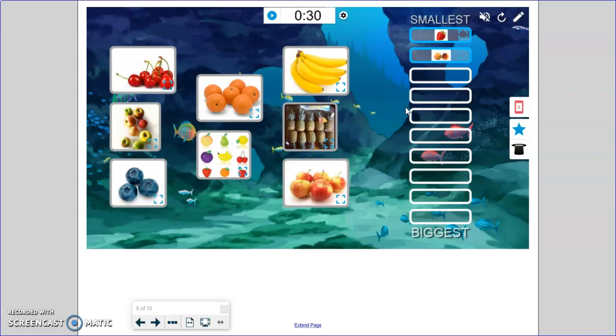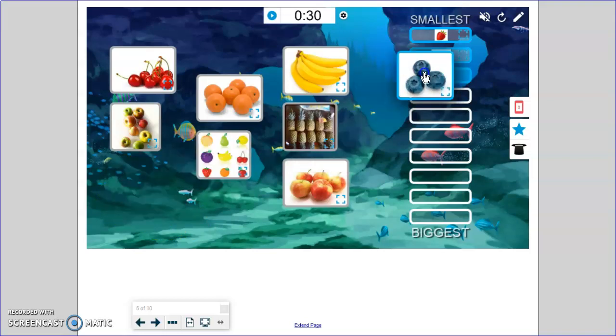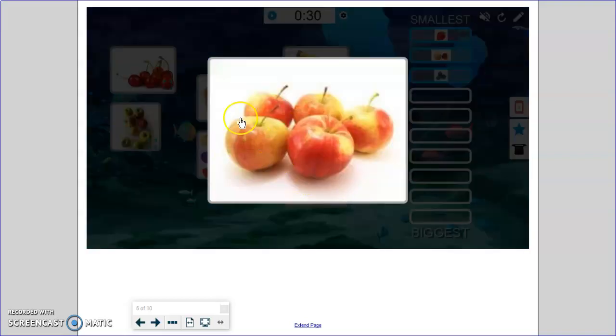Do you see any fruit that has 3? Let's take a look at these blueberries. 1, 2, 3. Let's put those next. I think we're on the right track here. 1, 2, 3, 4 would come next. Do you see a group of fruit that has 4? Maybe it's these apples. Let's count them.